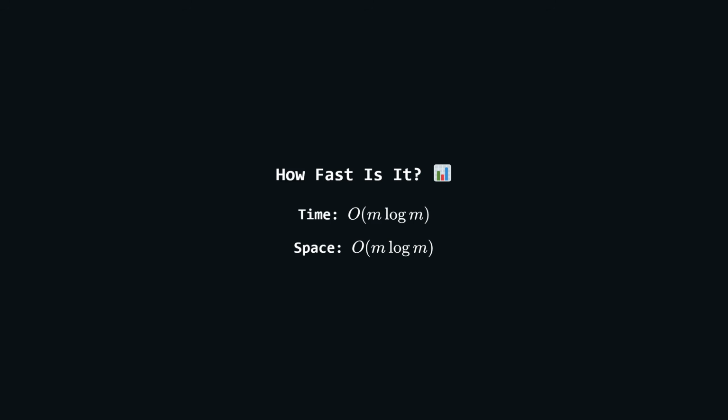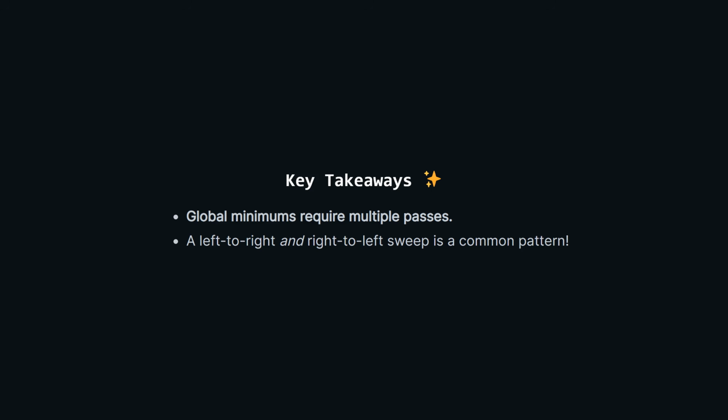For complexity, the time is big O of m log m, where m is the number of restrictions, because sorting the list takes the most time. The space complexity is also big O of m log m, due to the auxiliary stack space required by the sorting algorithm, as noted in the editorial. The main takeaway from this problem is that when constraints ripple outwards in both directions, you usually need 2 separate sweeps, one from the left and one from the right, to find the true global limits.